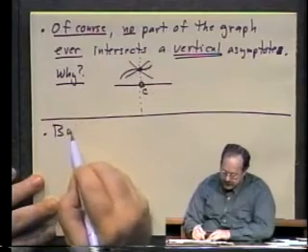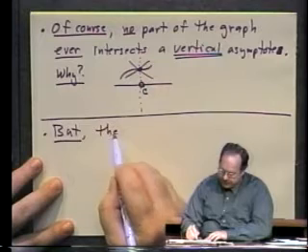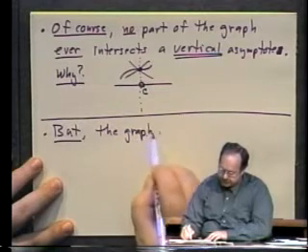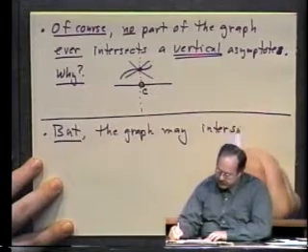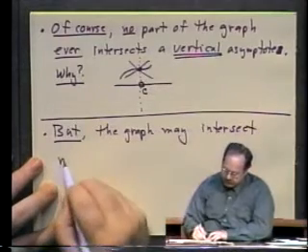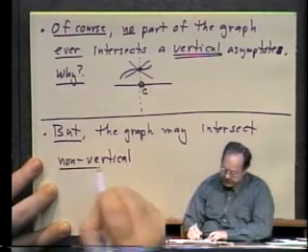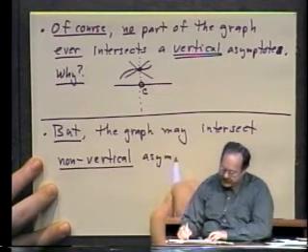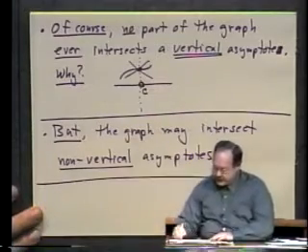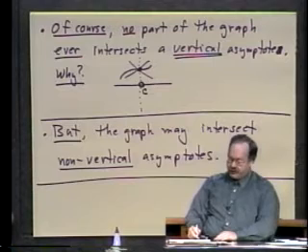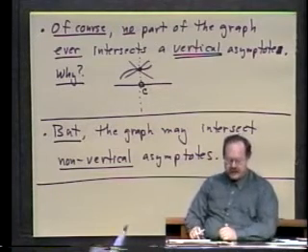And just to complete my statement, as I said above, the graph may intersect non-vertical asymptotes. So that includes the horizontal and the oblique ones. And that will happen, and sometimes we want to know when that happens so that we can help us with our graphs.